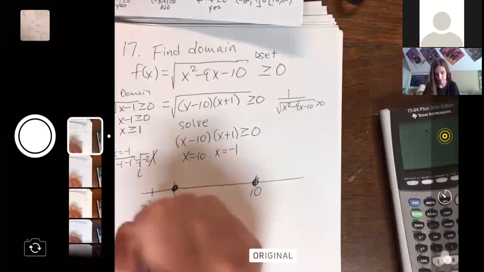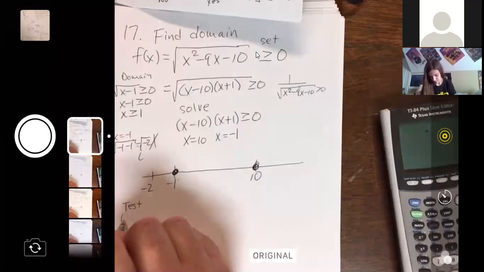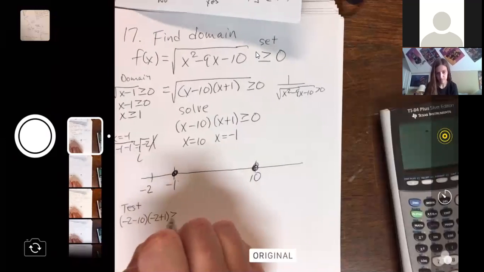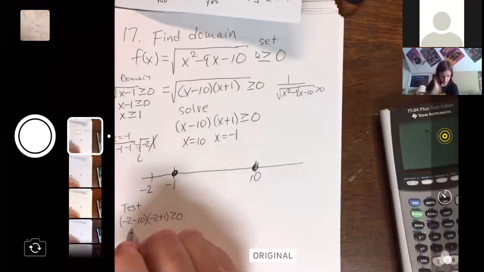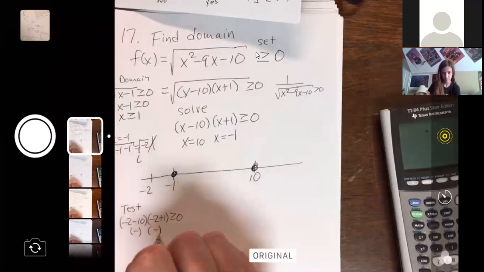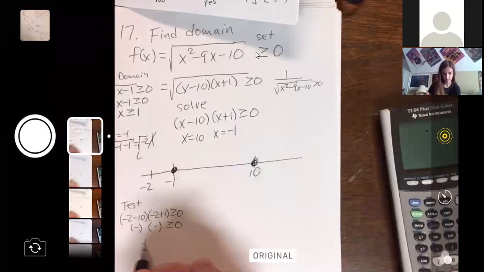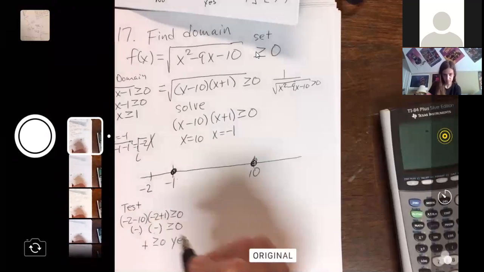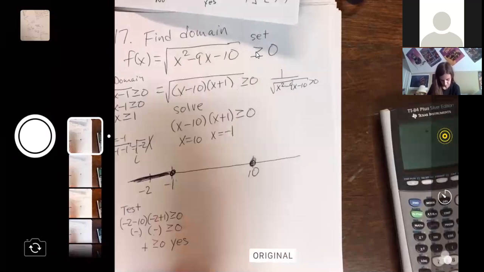I guess we can try -2. So does -2 minus 10 times -2 add 1 come out greater than or equal to 0? Again, this will be a negative, this will be a negative, greater than or equal to 0, and two negatives multiply to a positive. So yes, this is in the domain. Numbers over here give a positive.